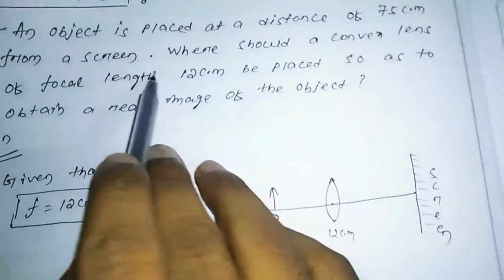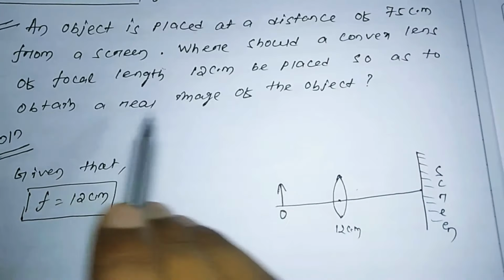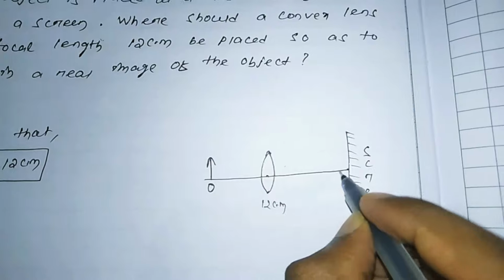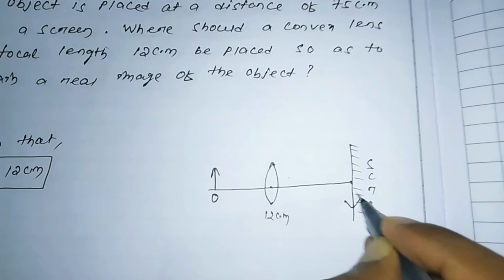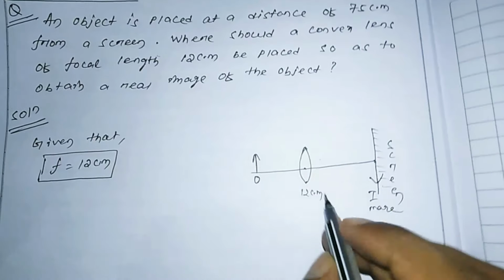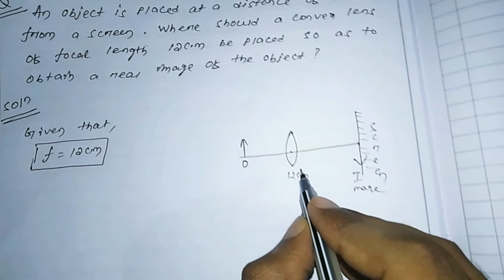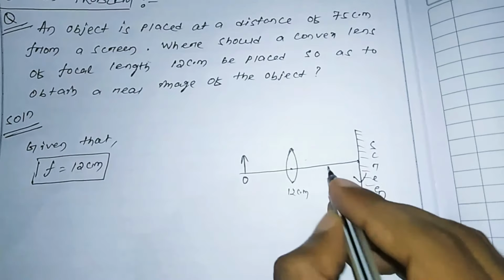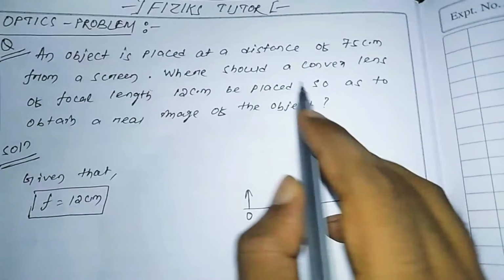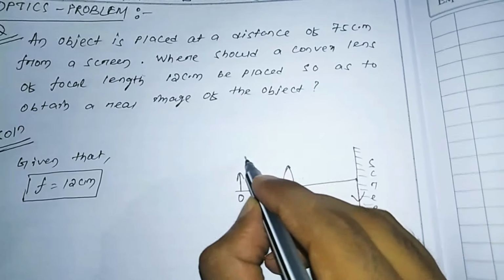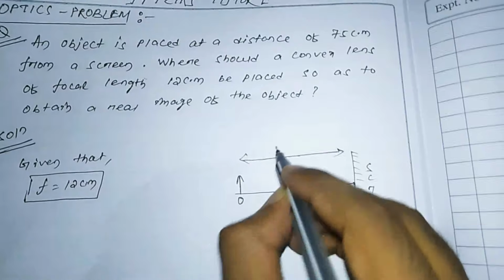Next, we obtain a real image of the object. Real image means this is our real image on the screen. So this is our object, this is our convex lens, this is the screen, and this is the real image formed. We know that the distance between the object and the screen is 75 centimeter, given.